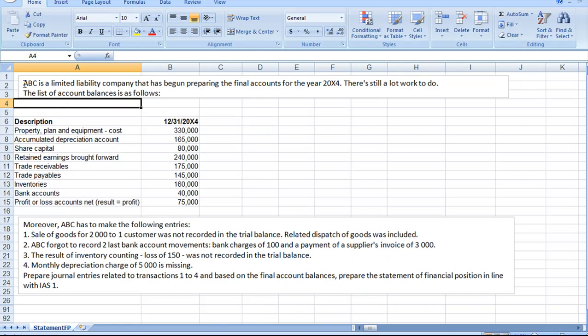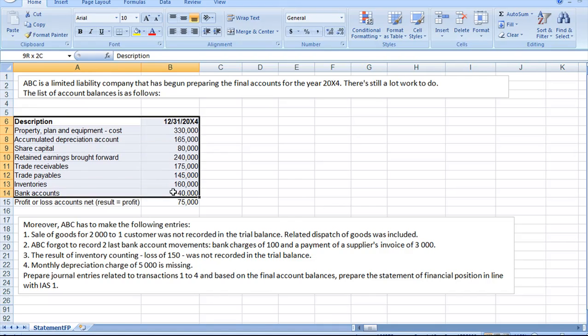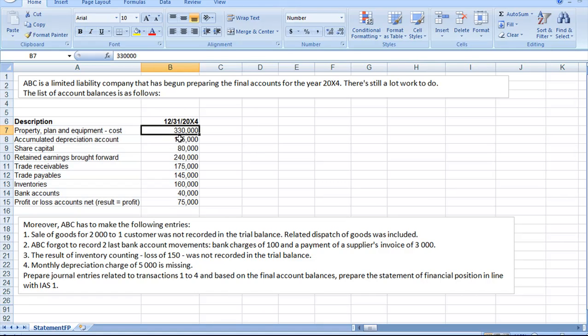ABC is a limited liability company that has begun preparing the final accounts for the year 2004, and there is still a lot of work to do. The list of account balances is as follows. And here we have several account balances that we will need in this example. But note that these are all in plus sign, and that's the tricky thing, because we will have to sort out which of them are on the asset side and which of them are on liability or equity side.